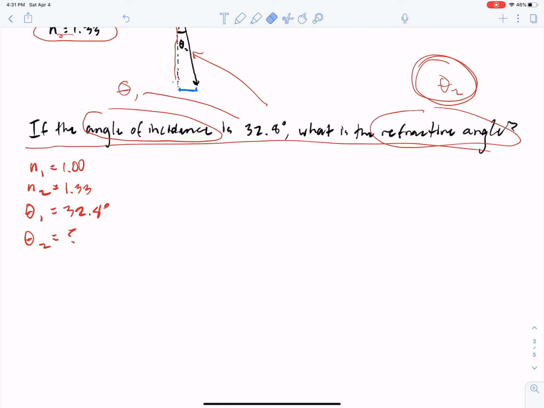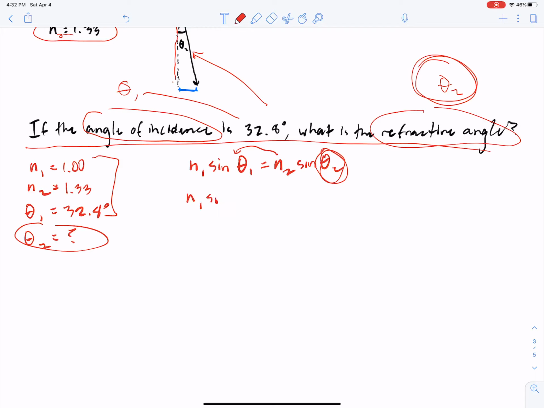Then we can write out our equation. Snell's Law: N1 sine theta 1 equals N2 sine theta 2. From here, it's really easy. We have our three knowns, we have our unknown, and we can manipulate to isolate the unknown. So we're just going to divide to move N2 over here. N1 sine theta 1 over N2 is equal to sine theta 2.